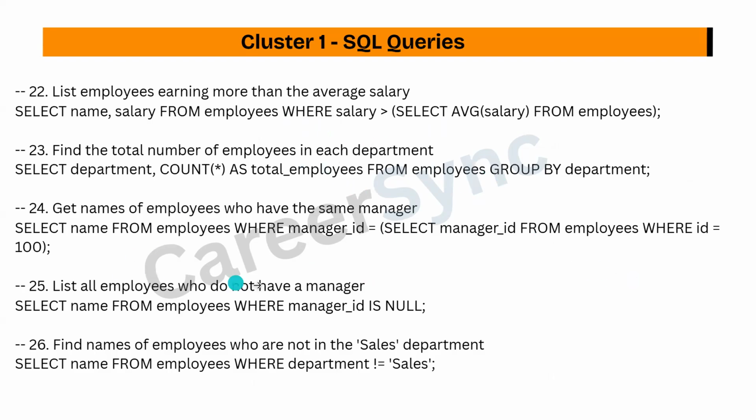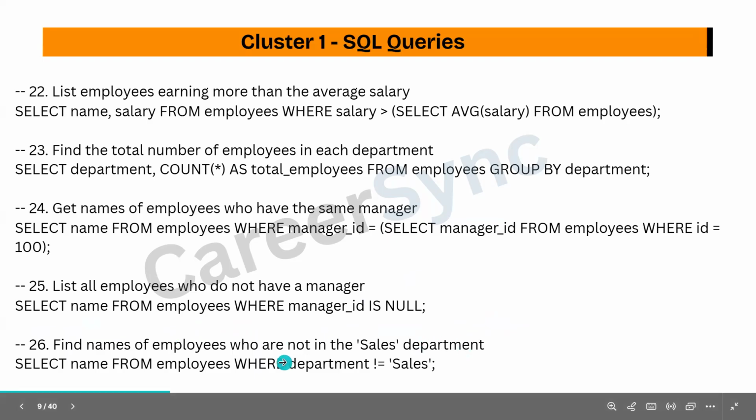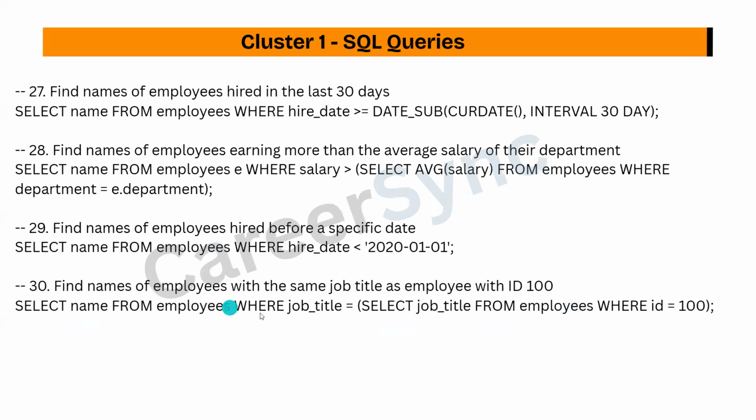Now here is, list all employees who do not have a manager. Here, select name from employees where manager ID is null. Find names of employees who are not in the sales department. So you can select the employees where department is not equal to sales. These are the 30 queries that I have searched and researched. After researching, I have written them down in a single PDF so you can work on it.